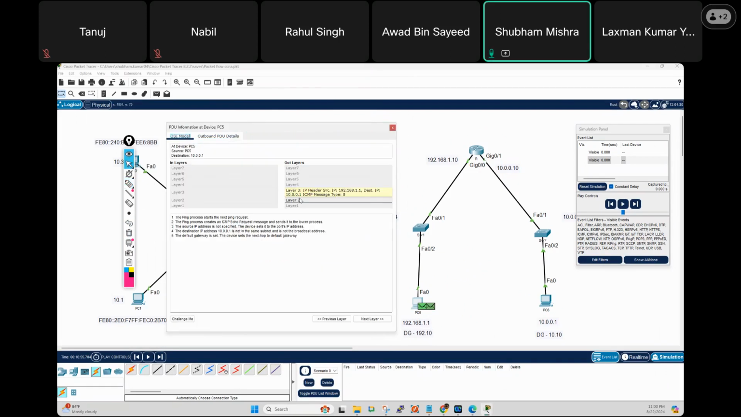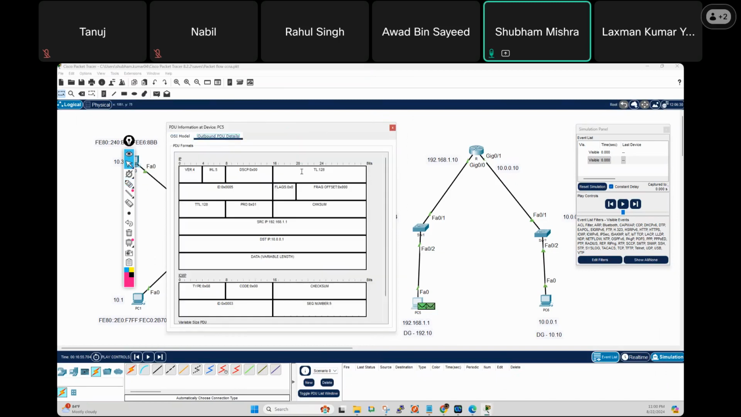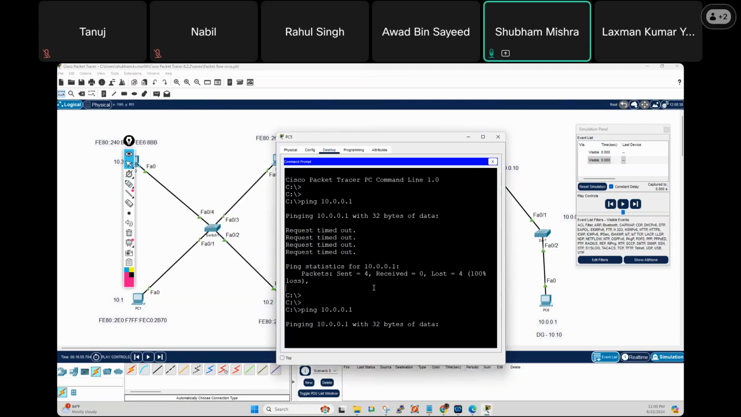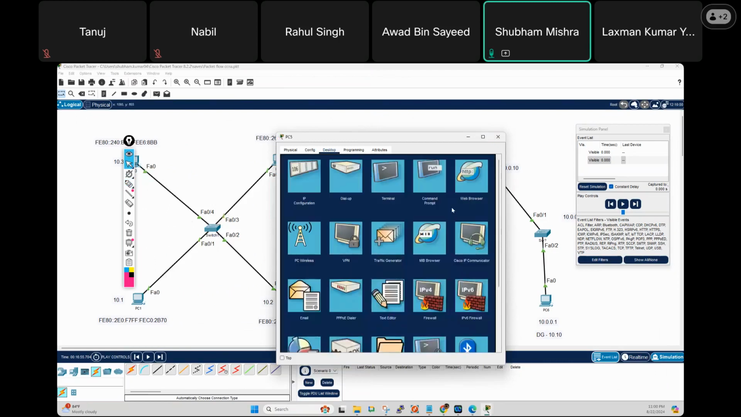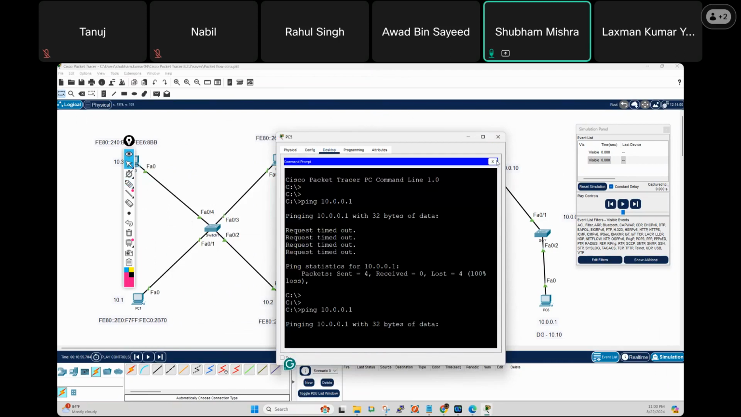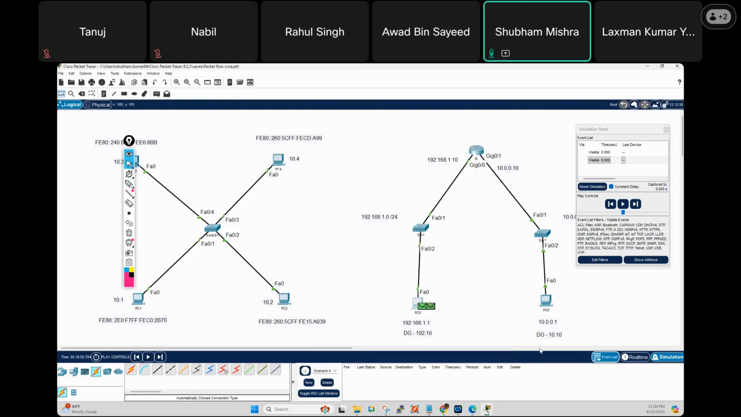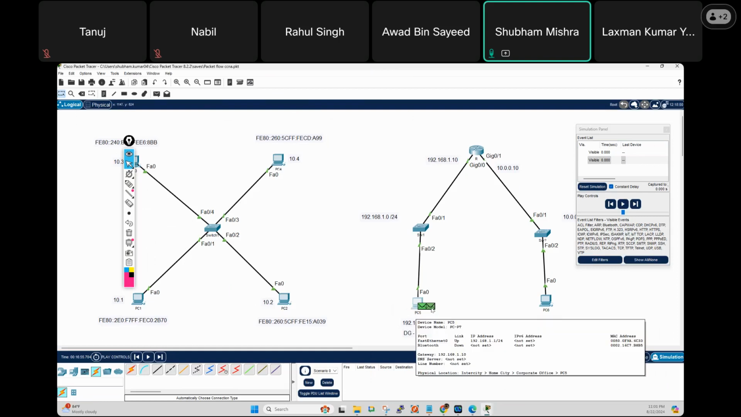Even at layer number 2, you can see that the next hop IP address is not in the ARP table. The next hop address is not present in the ARP table. So when you check the ARP table of PC number 5, you will not find 10.1. If there is no 10.1, then definitely there will be no MAC address also. Are you clear, everyone? So in this case, PC number 5 will generate the ARP packet.